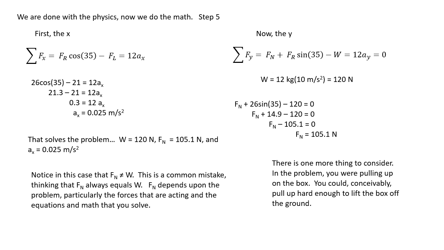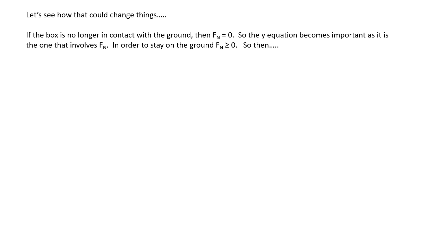One more thing to consider in the problem. You could conceivably be pulling up hard enough to lift the box off the ground, and we should be able to check for that. Well, how does that change things up? If the box is no longer in contact with the ground, that means that the normal force is then zero. So the y equation becomes the important one, as it's the one that involves F sub n. In order to stay on the ground, the normal force has to be greater than zero. So then, I get F sub n has to be greater than the weight minus F sub r sine 35.